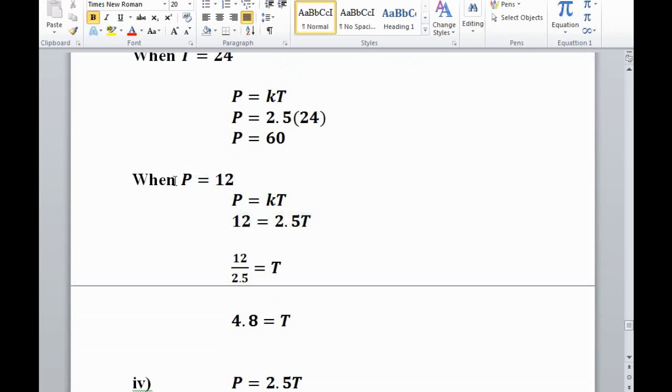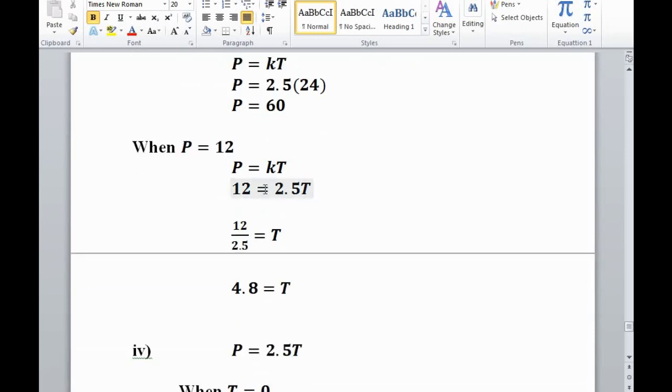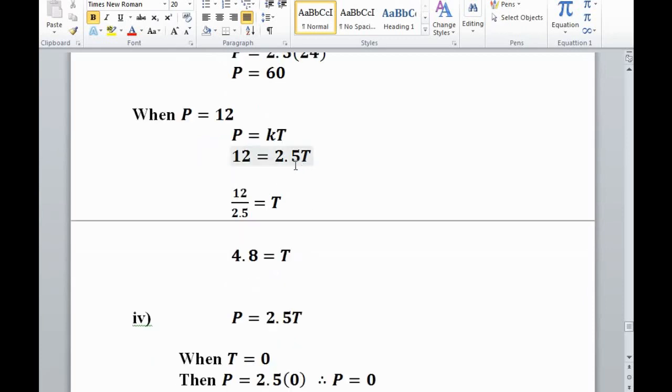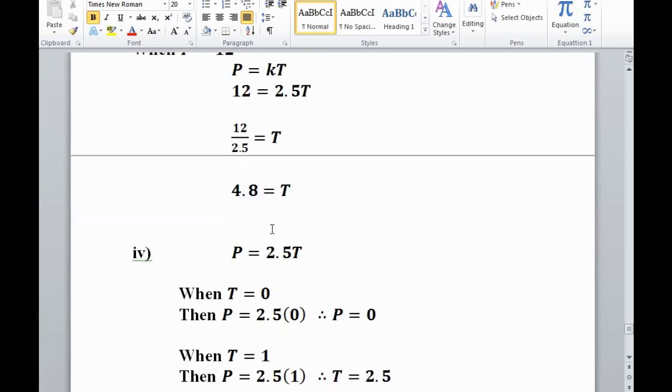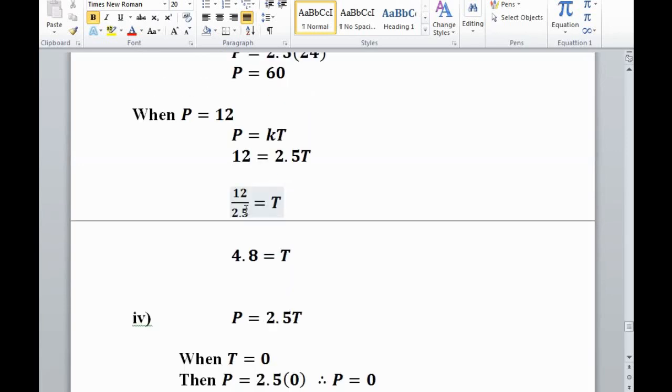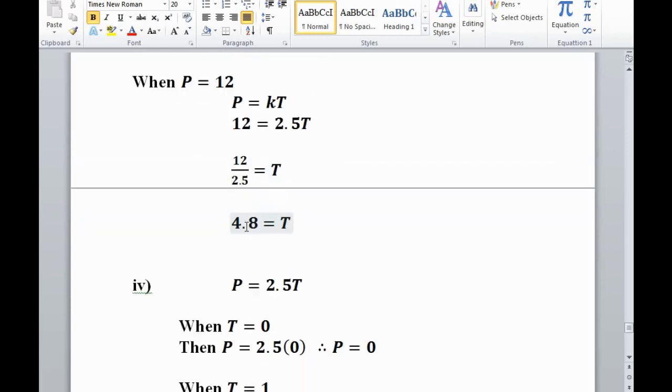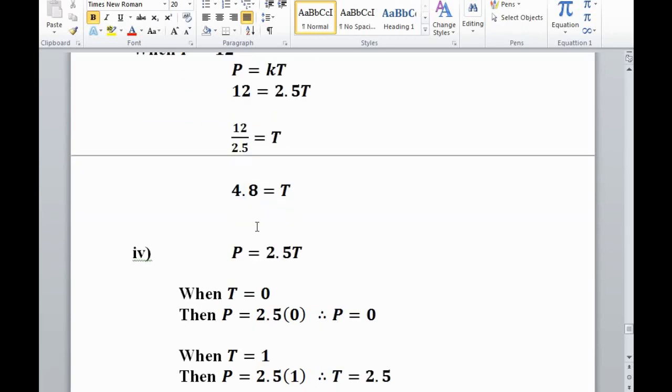The next part of the question, the third part, is to find temperature T when pressure is 12 pascals. So again the same equation, P equals KT. By putting the value of P and K, this equation becomes 12 equals 2.5 T. To find temperature, I'm going to take 2.5 from the right to the left side. And this equation becomes 12 upon 2.5 equals T. Dividing 12 by 2.5 equals 4.8. It means that if pressure is 12 pascals, then the required temperature is 4.8 Kelvin.